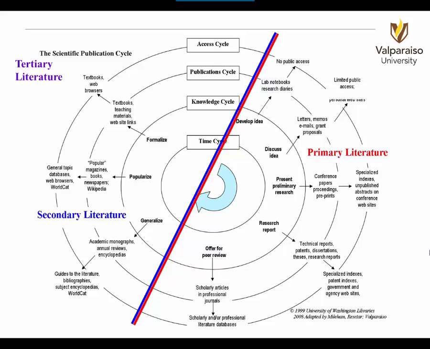So on your printout, I want you to write the words primary literature exactly as you see it here, above conference papers and below letters, memos, emails, grant proposals. Now write the words secondary literature above academic monographs and below Wikipedia. Write the words tertiary literature in the upper left corner near the word textbooks. You will use these words later to complete your compass.